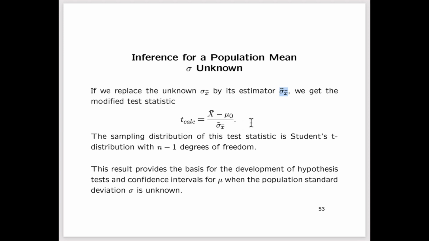Now, the sampling distribution of that test statistic no longer is the standard normal distribution. It's got a little bit heavier tails. It's a little bit more spread out than the standard normal. And the reason for that is because now there are two sources of variation in the formula. There are two random variables.